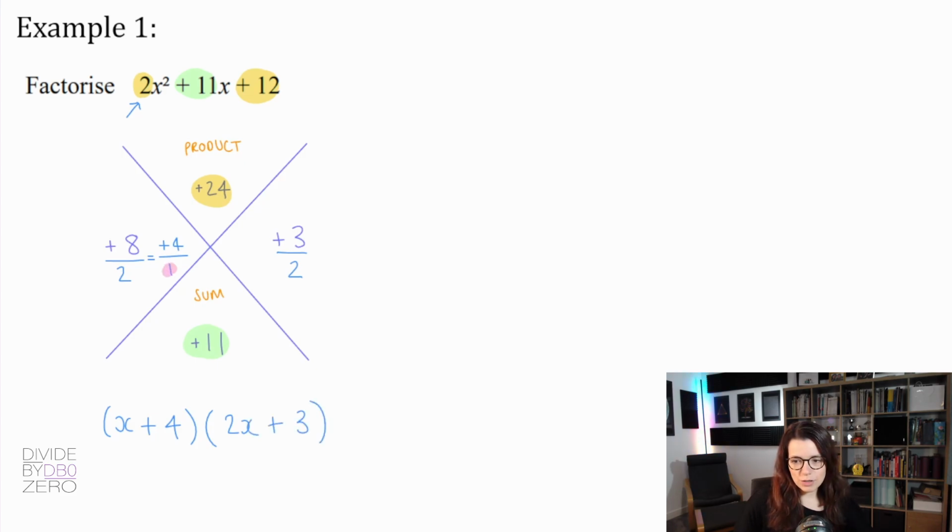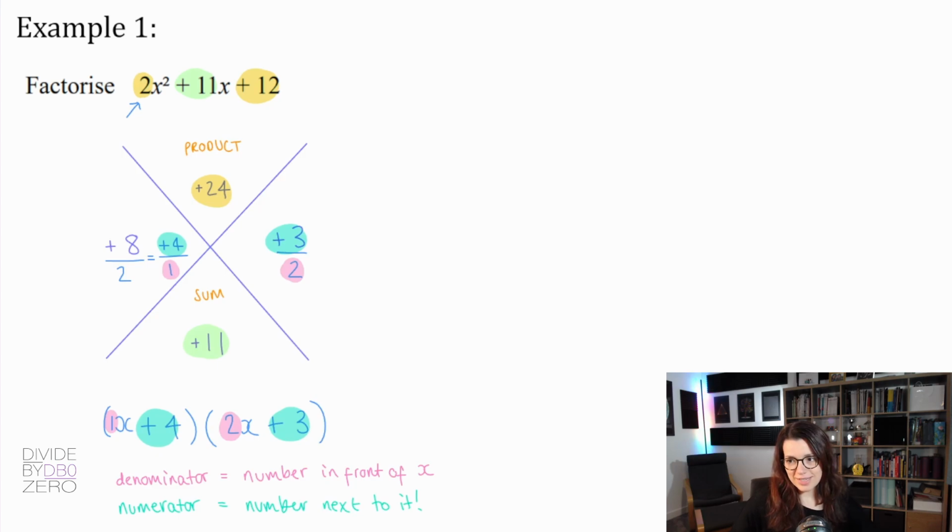So I use the denominators in those fractions to give me the numbers that go in front of the x values here. In this case, there was an invisible 1. You don't have to write it if you don't want to. And the numerators on each of those fractions gave me the numbers that went next to those x values. So just as a note down here, the denominator tells you the number in front of the x and the numerator tells you the number next to it.